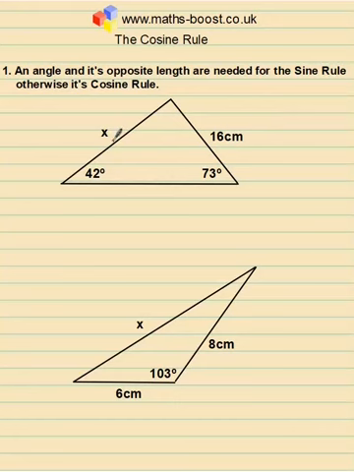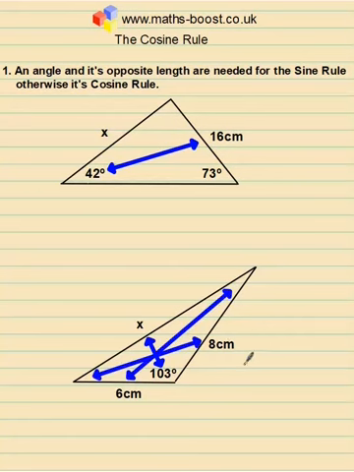In the first triangle, I know an angle and I know the length opposite. I have an opposite pair of information, so I can use the sine rule. In the second triangle, I know an angle, but not its opposite length, and I know lengths, but not their opposite angles. I can't make an opposite pair of information, so I can't use the sine rule with this triangle. So it's going to be the cosine rule.